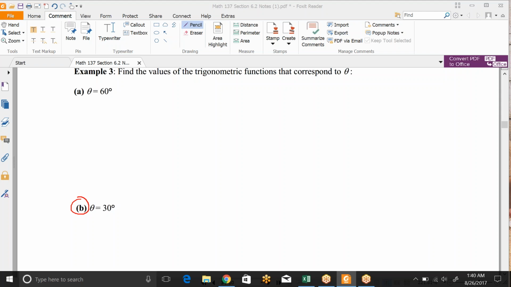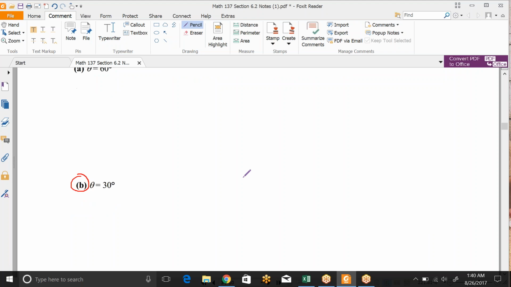All right, this is a continuation of the 6.2 notes that we were on in class. We needed to look at example 3, find the values of the trig functions that correspond to theta. And these were for our special angles, 30, 60, and 45. We did 60 and 45 degrees in class. We want to make sure we know how to do the ratios for 30 degrees, and then there'll be a summary chart on that.